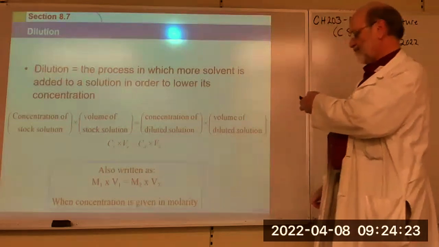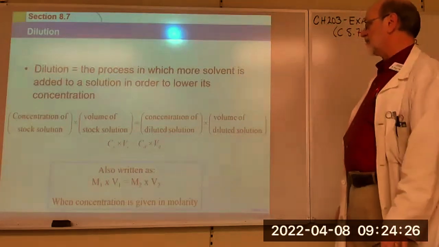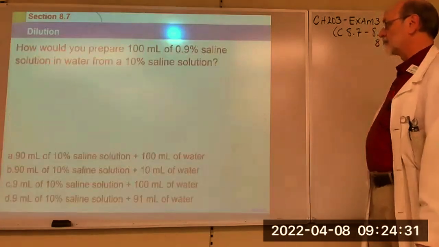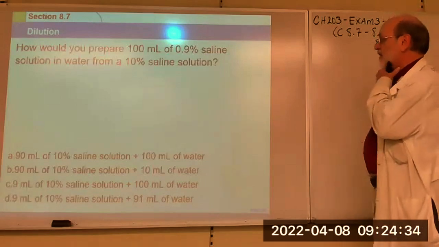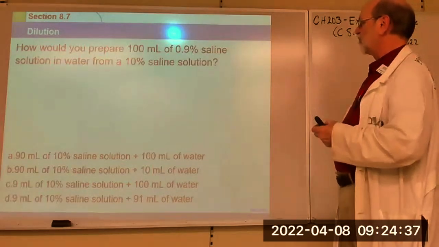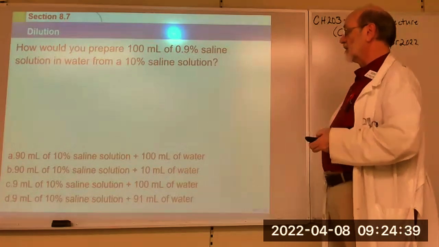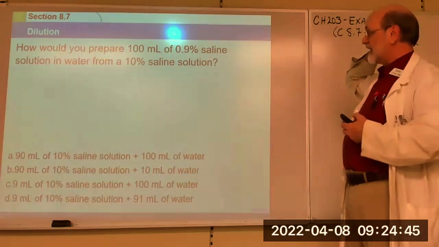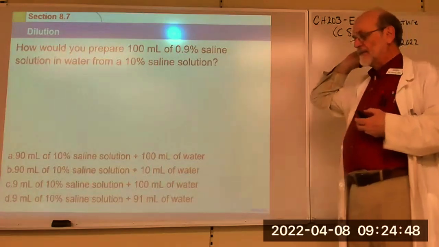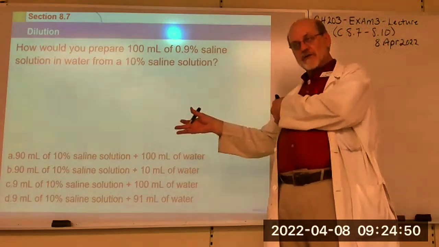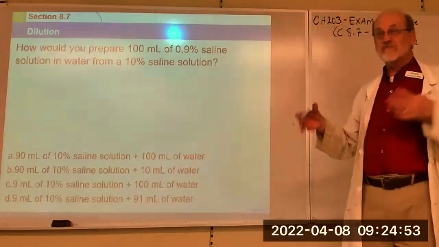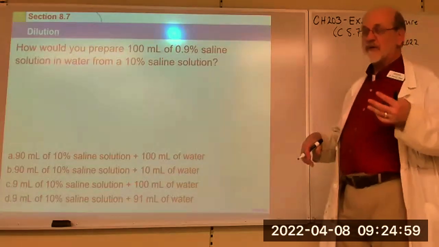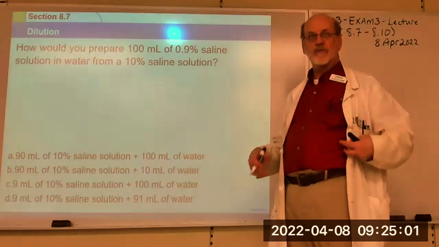So that's the whole basis for dilution of concentrated solutions or stock solutions into working solutions. So let's say we have 100 milliliters of 0.9% saline solution in water, and we want to prepare 100 milliliters of 0.9% saline from a 10% saline. Now, before we used molarity, but for concentration, it doesn't matter what the units are. That's probably why they used C instead of M for molar.